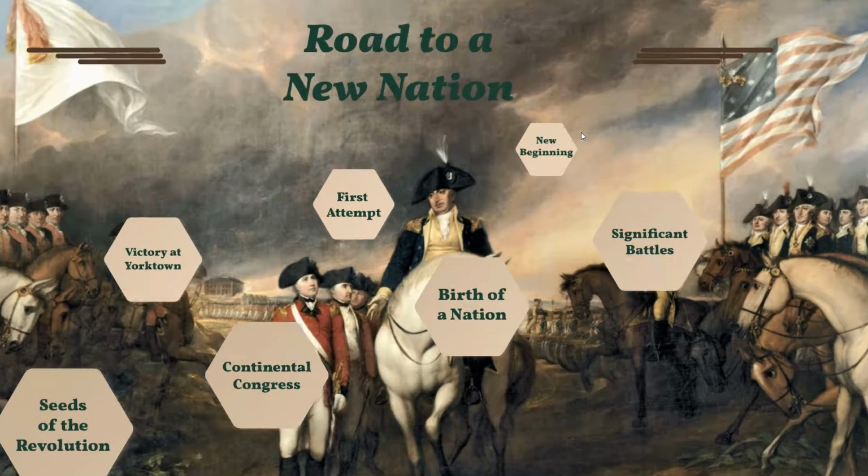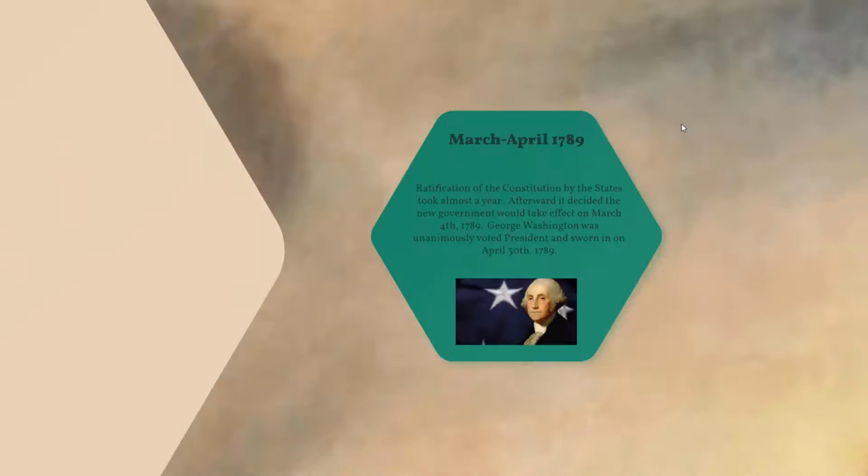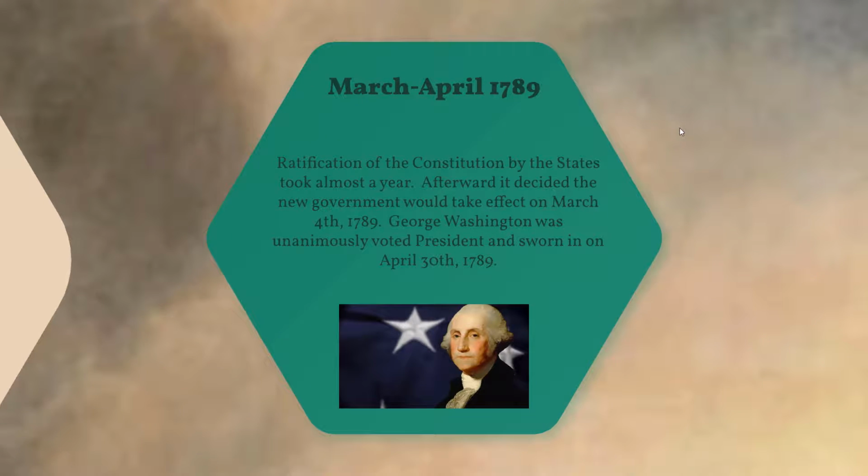And finally, a new beginning. In 1787, the U.S. Constitution was established. 55 delegates from all states except Rhode Island met for several months in Philadelphia, Pennsylvania, to create the Constitution. This new government would have 3 branches as a system of checks and balances. And then finally, the ratification of the Constitution took almost a year. Afterward, it was decided the new government would take effect on March 4th, 1789. George Washington was unanimously voted president and sworn in on April 30th, 1789.